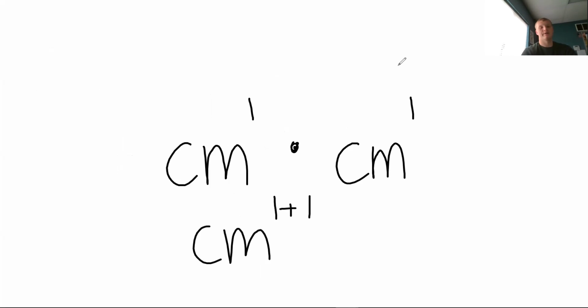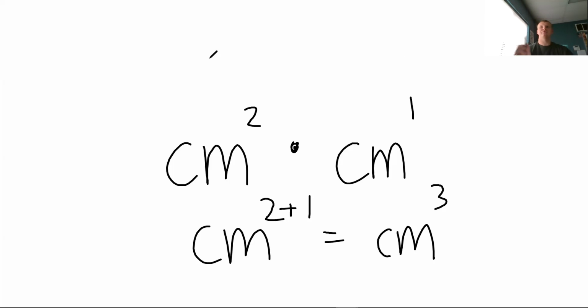Another way of writing it is just centimeters to the 1, centimeters to the 1. When you multiply them together, you're just taking 1 plus 1 equals centimeters to the 2. Now what if the other one was 2? This isn't very common, but it could happen: you would take 2 plus 1, which would equal centimeters to the 3rd, which you're usually going to get when you're working with 3D figures, like a cone, cube, or cylinder. You'll be working with centimeters cubed in that case.